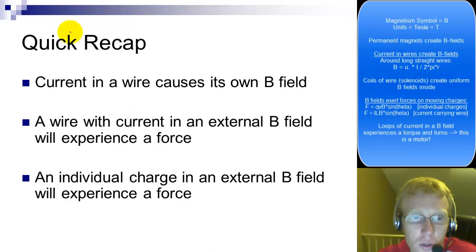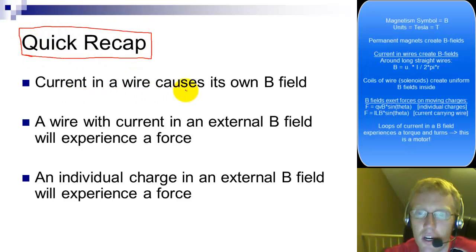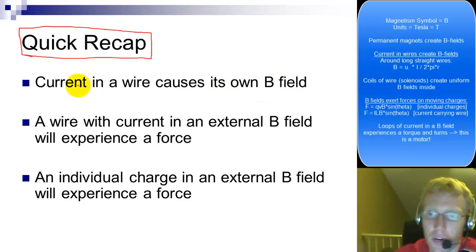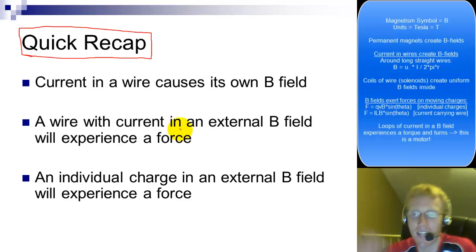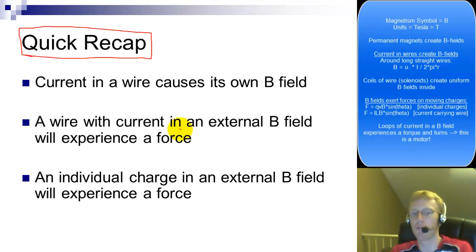Okay, so let's do a quick recap of what we've talked about up to this point. The current in a wire causes its own magnetic field. So if you have current going through a wire, it will create concentric circles of magnetic field around it. If you have a wire with current that's resting in an external magnetic field, there will be a force on it. So current in a wire creates magnetic field, but if you have a magnetic field from something else, it'll put a force on a current in a wire. And individual charges, if you shoot them through magnetic fields, they'll experience a force and have a bent or circular path.